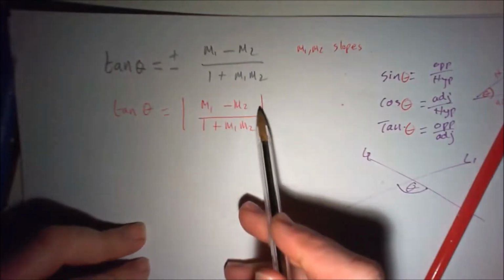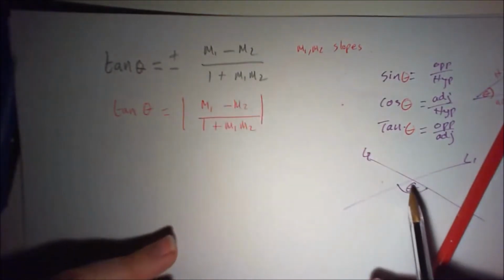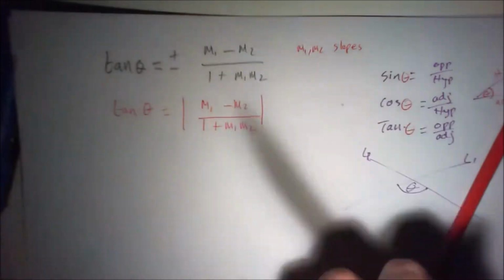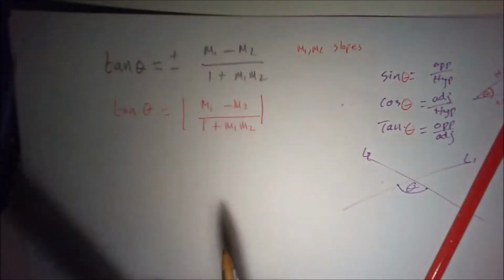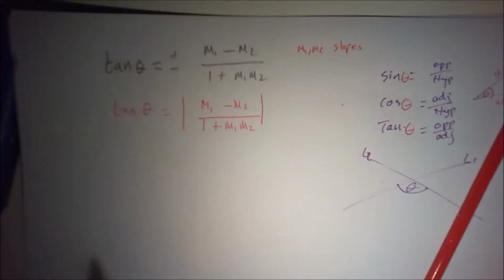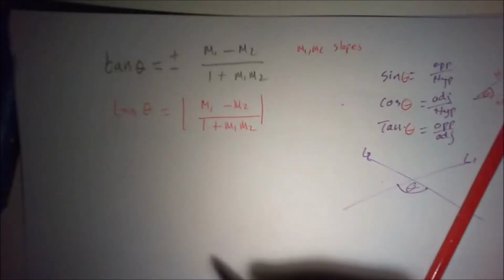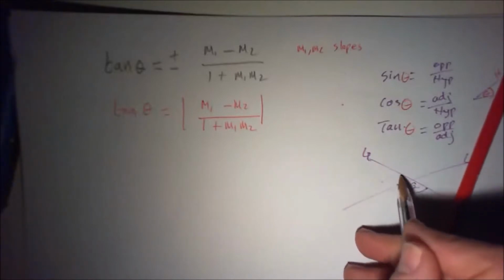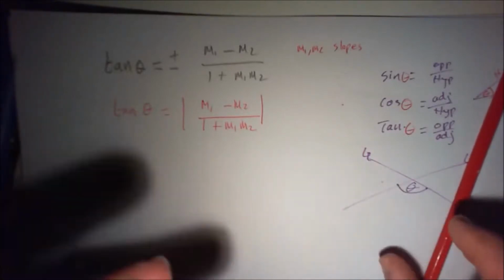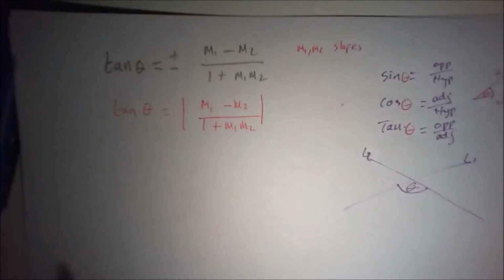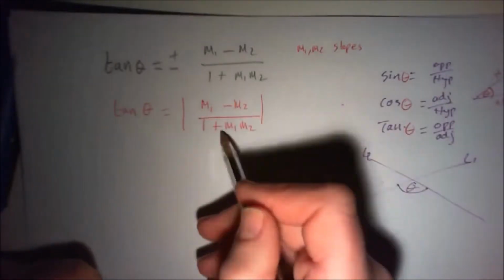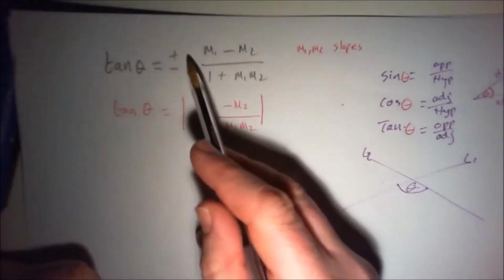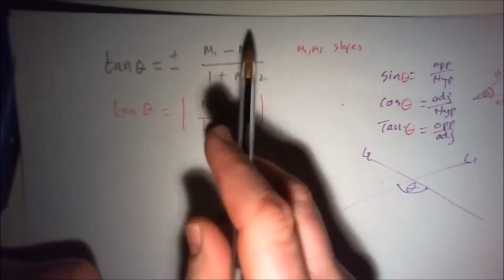Why do we use the absolute value? Because we tend to be looking for the acute angle, whereas the minus version will tend to give you the obtuse angle. So just be aware of that one. The obtuse angle tends to be the bigger one, or the lesser one, depending on whether it's bigger or less than 90 degrees. So we tend to use the absolute value, but just be aware you can infer from one to the other by making it positive or negative.